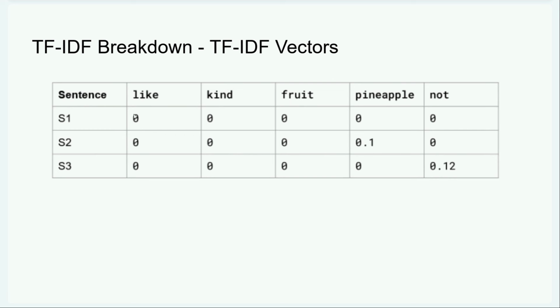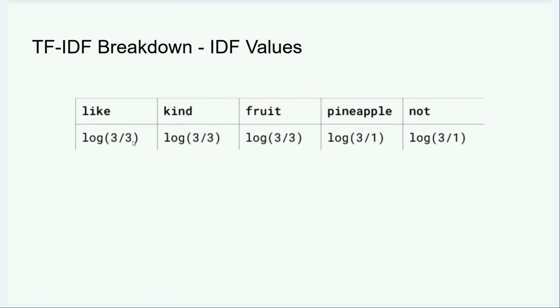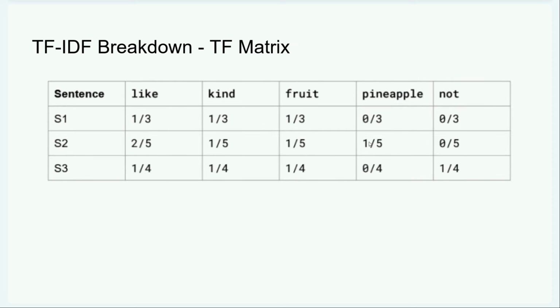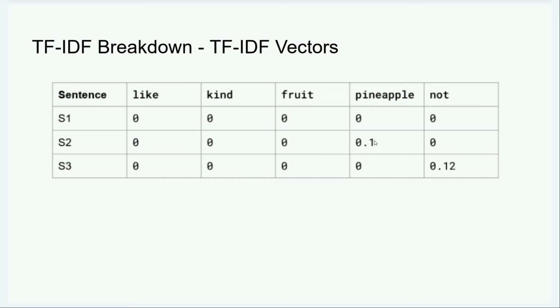Now, these are 0 because like, kind, and fruit have IDF values of 0 because log of 1 is 0. So for all the sentences, like, kind, fruit would be 0. Now pineapple and not are not present in the first sentence, so their TF values are 0. So it is 0 multiplied by log 3, 0 multiplied by log 3. Here pineapple is present, so 1 by 3. Sorry, it should be 1 by 5 actually.